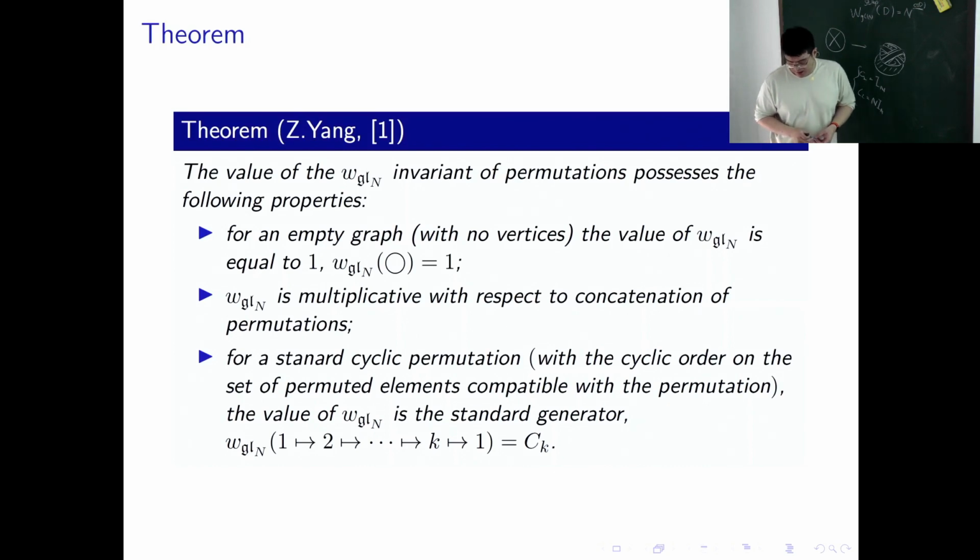First, we start with the empty graph. Its value is equal to 1. And it's multiplicative over the product of two permutations. A permutation is just a disjoint union of permuted sets. And we get the standard cyclic permutation, 1 to 2, 2 to 3, k minus 1 to k, k to 1, which is the generator, c_k.